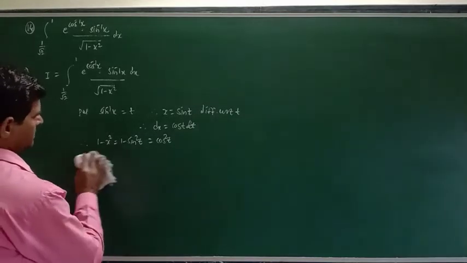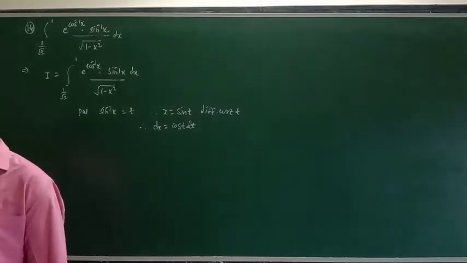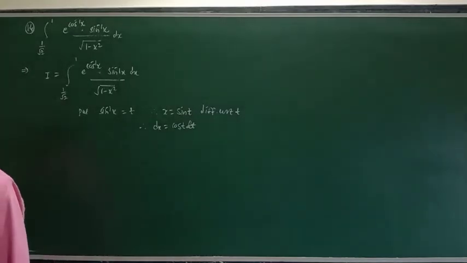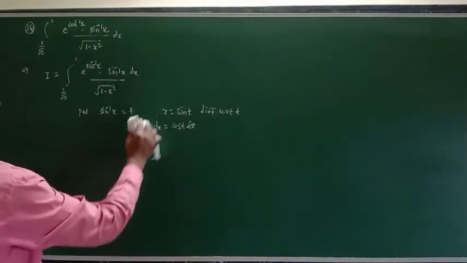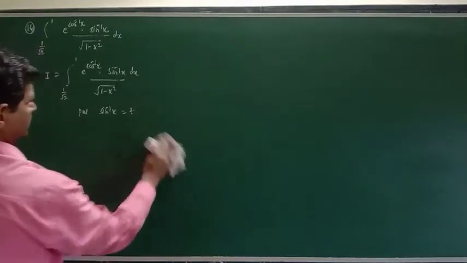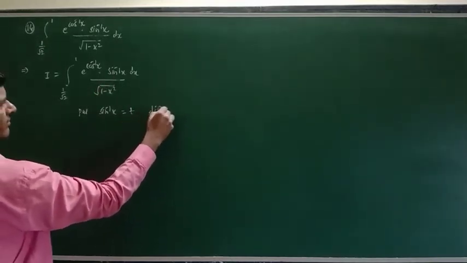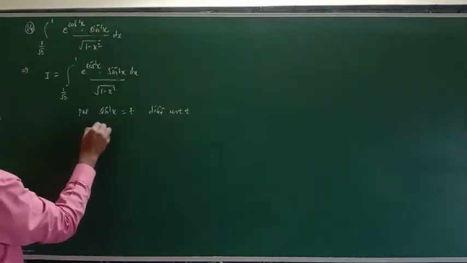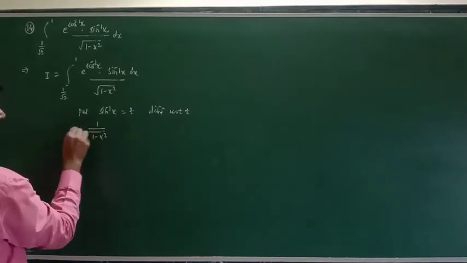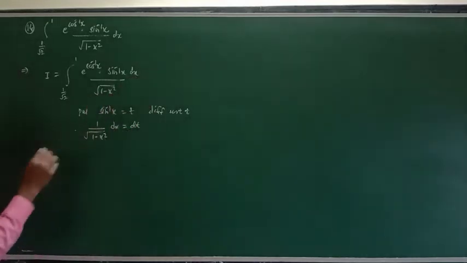Okay. See, what is the value of cos inverse x? Here I am getting, if I make some arrangement, see, if I put sin inverse x is equal to t, then after differentiating with respect to t, what we are getting here? The derivative of sin inverse x is 1 upon root 1 minus x square into dx is equal to dt. So 1 upon root 1 minus x square dx value is dt.